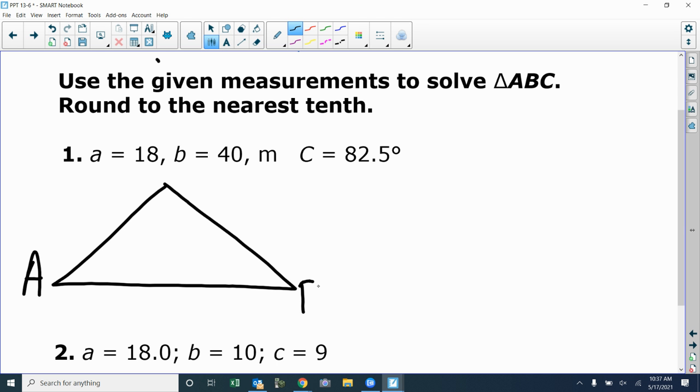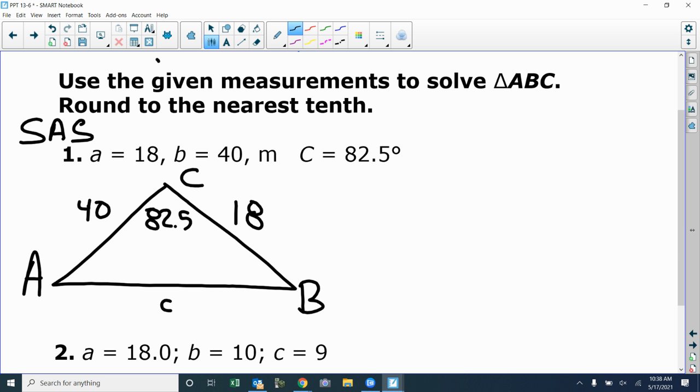Again, A, B, and C. Across from B is 40. Across from A is 18. And this is 82.5. This is a side angle side. So what can we solve for? Side C over here. Grab your calculator, see if you can get side C using law of cosines.